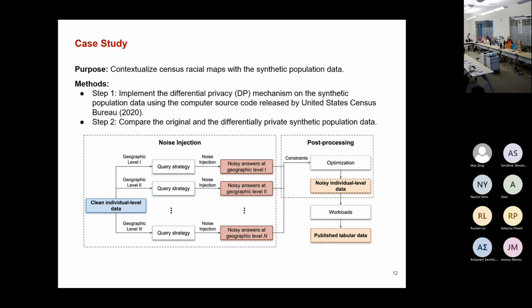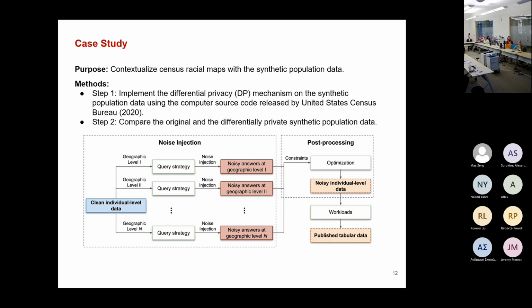So after we obtained the synthetic individual level population data and conducted the technical validations, we use these synthetic population data sets to help users better understand how to interpret census maps with privacy preserving census data. And the methods here involve 2 steps. For the first step, we implement the differentially private algorithm used by the Census Bureau on our synthetic data set. And this algorithm involves 2 steps.